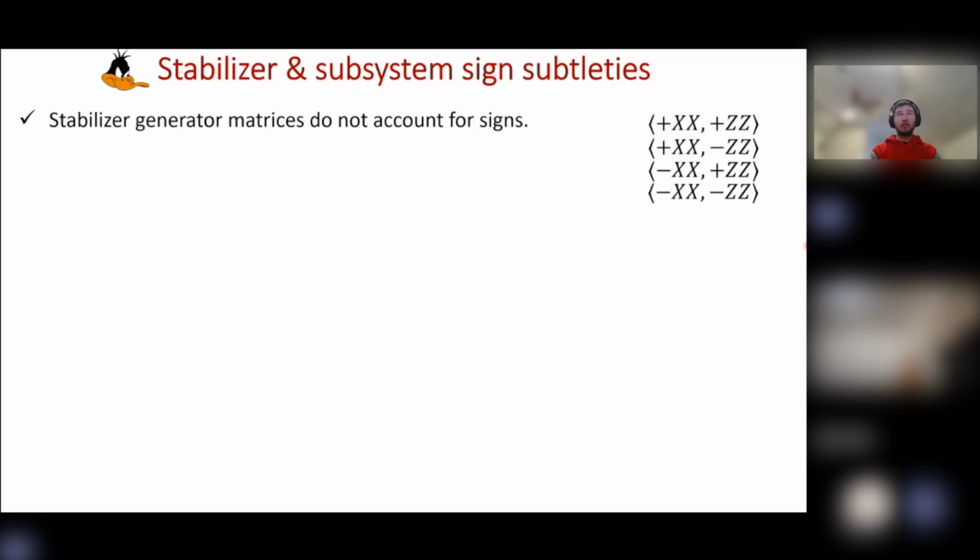As I alluded to before, you define a subsystem code not just by the gauge group, but by what you pick for the stabilizer group. And the stabilizer group has freedom, because the stabilizer group and the group generated by the logical operators are all subgroups of the gauge group, and you're allowed to pick any commuting subgroup of the gauge group. So you can pick the stabilizer group with different signs. For example, here I've listed the 4 different combinations of signs that you can put for the 422 code.